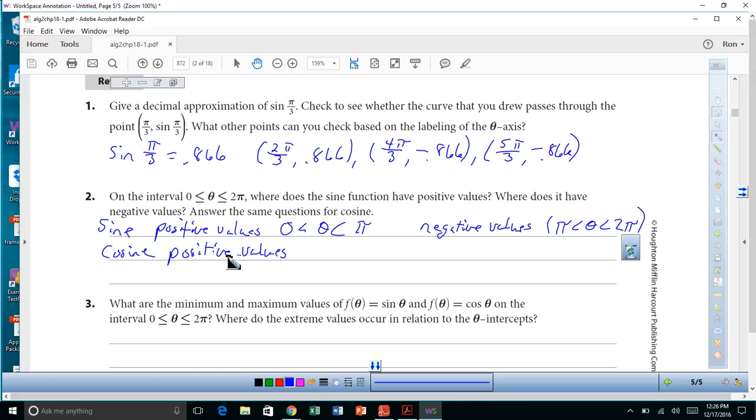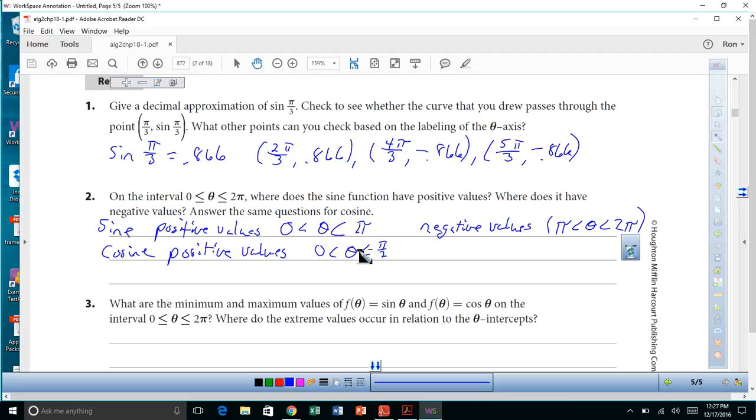Well, you're going to have from 0 to pi over 2, from 0 is less than theta is less than pi over 2. Okay, that's the first quadrant. See, this right here was the first and second quadrant, and that's third and fourth.